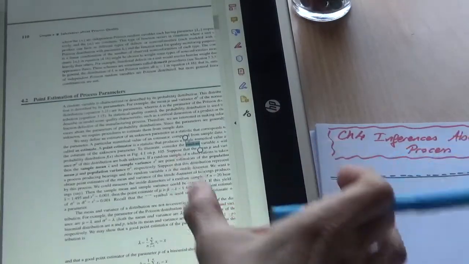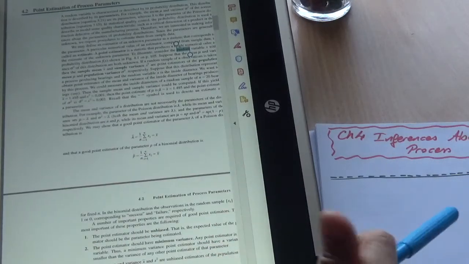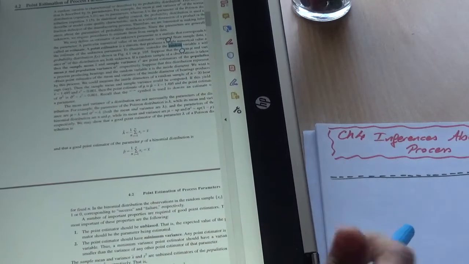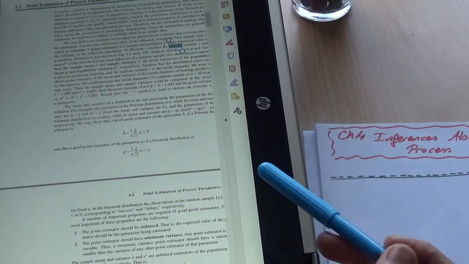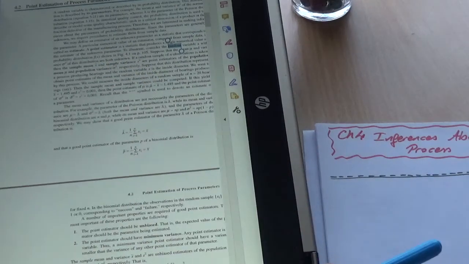And point estimation of a process parameter. What are the parameters of normal distribution? They are average mu and standard deviation sigma. Let's try to explain this part.